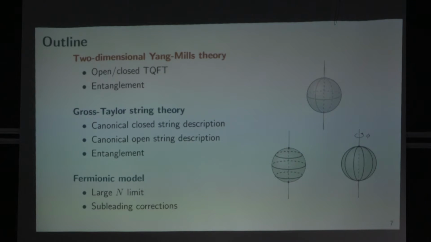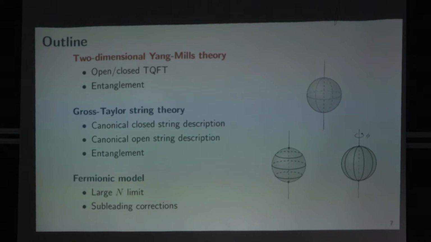The first one is I'll just describe the calculation that one can do in two-dimensional Yang-Mills theory, the quantization of the theory, how one can talk about entanglement, and it'll be useful to phrase it in the language of topological quantum field theory. Okay.